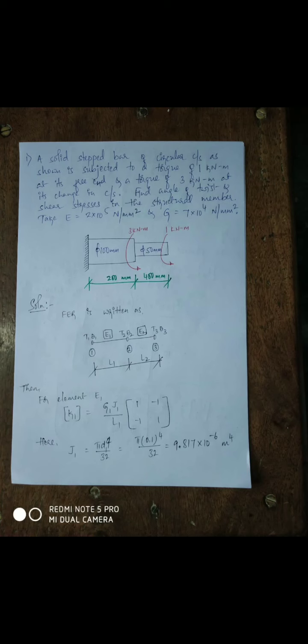Before solving the problem, each one of you must remember this important point very clearly in your mind. Observe carefully these numbers. Torque 1 kilonewton meter, torque 3 kilonewton meter, diameter 500 mm and diameter 550 mm, length 200 mm and 400 mm, along with rigidity modulus G as 7 into 10 to the power of 4 Newton per mm square.